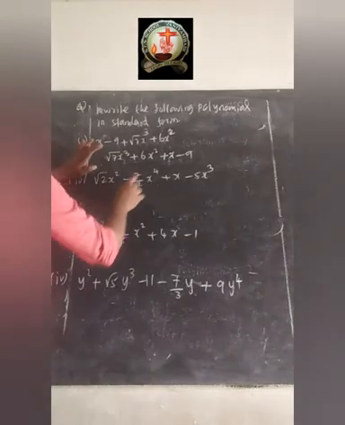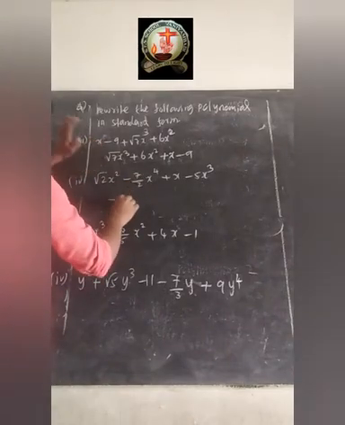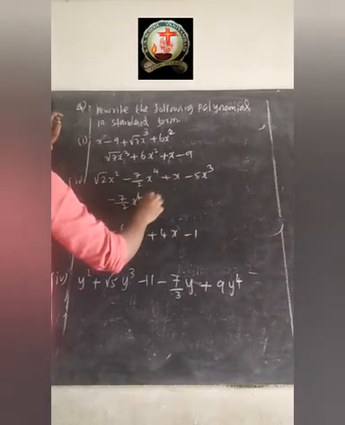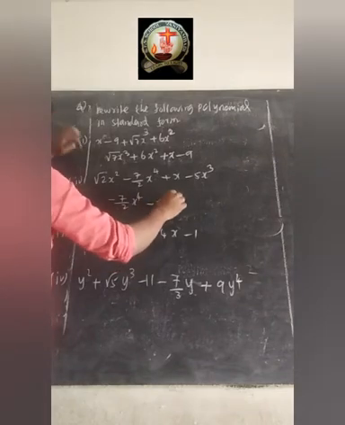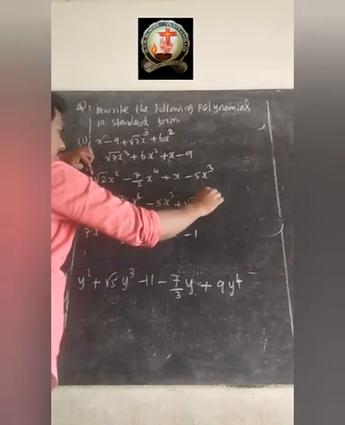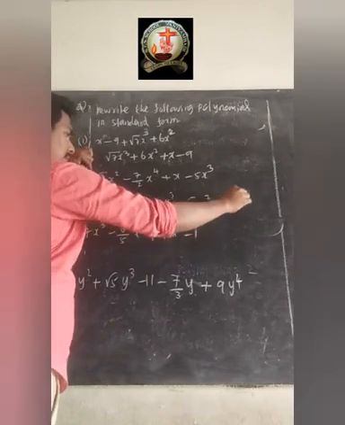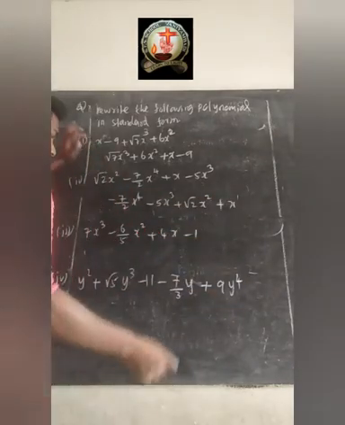Next here, the highest power is power 4: minus 7 by 2 x power 4. The next power is power 3, the next power is power 2, and the next is power 1. This is the standard form of this expression.